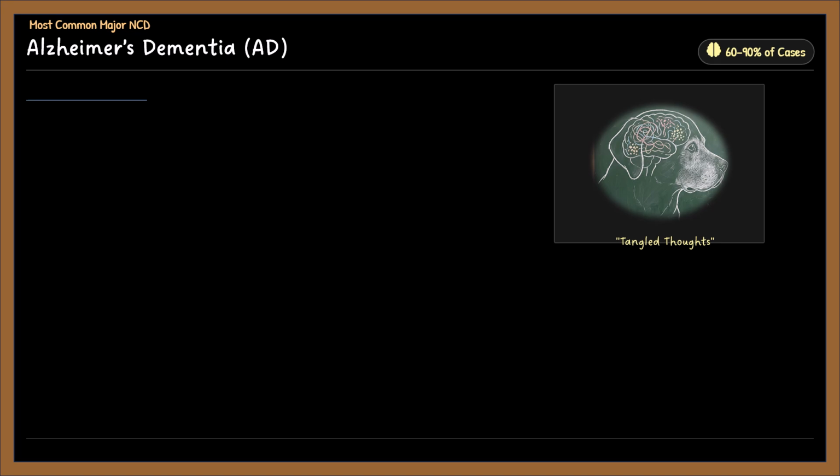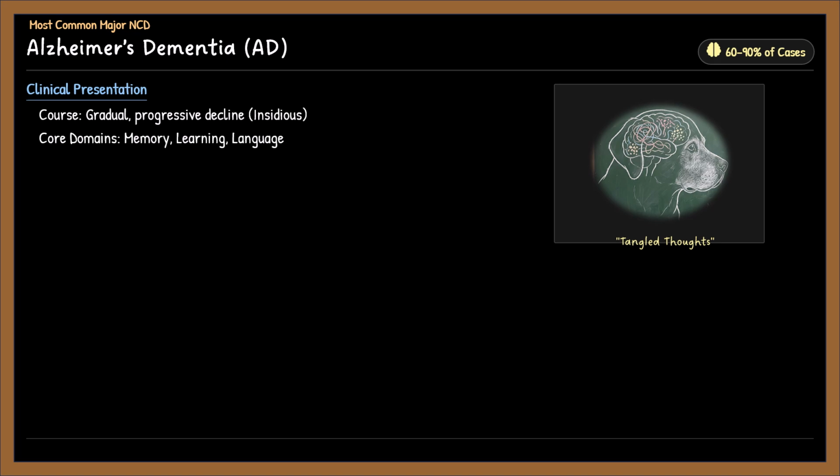Alzheimer's dementia is the most common type of dementia, and you need to know the clinical presentation. These patients are going to have a gradual progressive decline. The core domains affected are memory, learning, and language, and these patients can also show personality changes and paranoia.